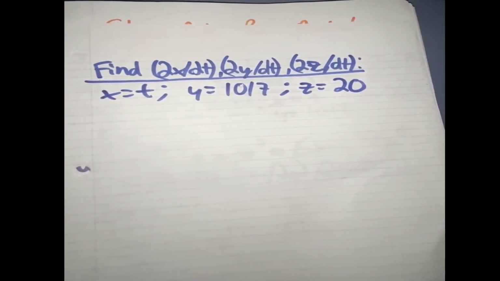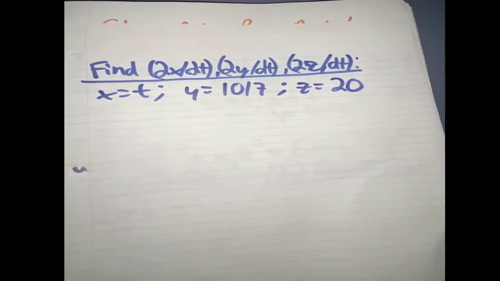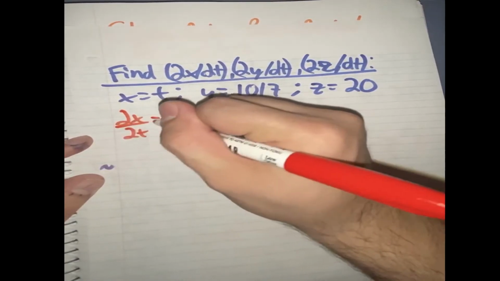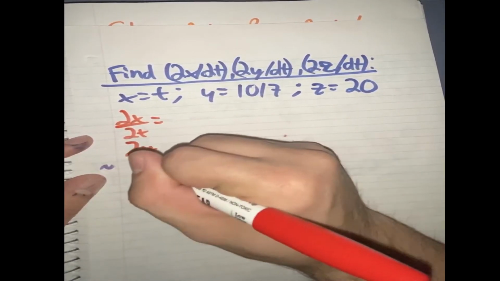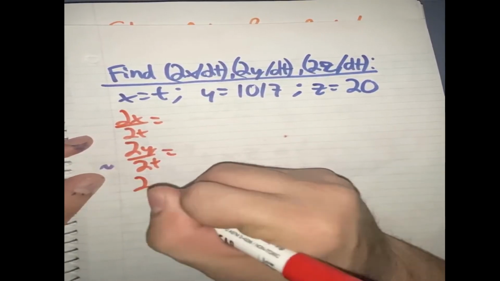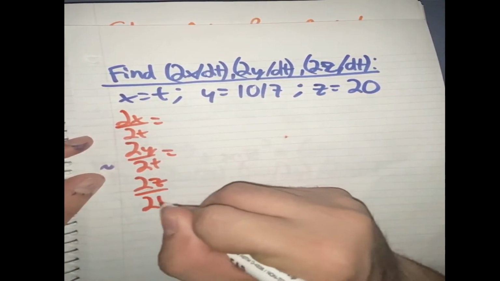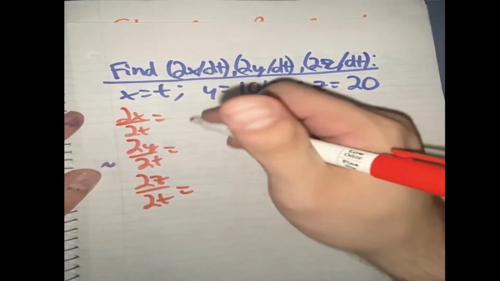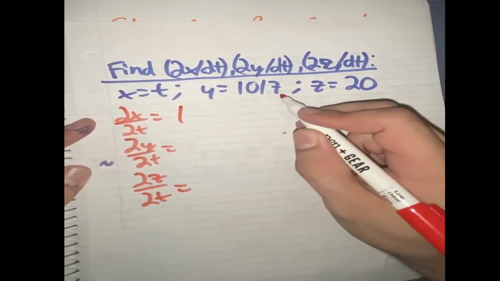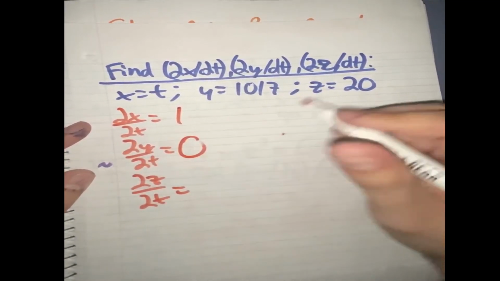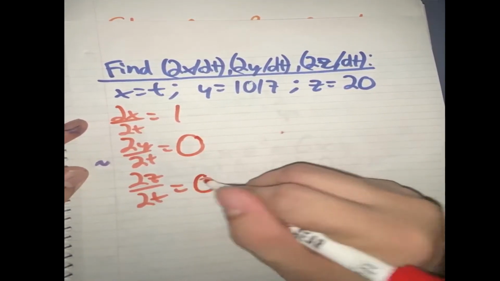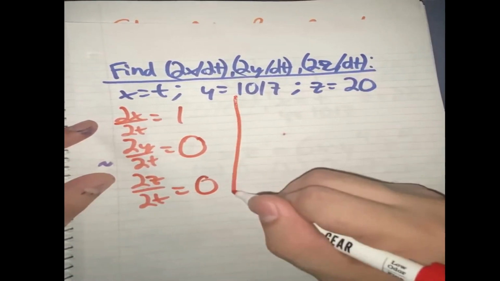So whenever we do find the partial derivative with respect to t, we just take the derivative with respect to t. That's all we're doing here. So the partial derivative of x with respect to t, partial derivative of y with respect to t, partial derivative of z with respect to t. So this right here, the derivative of t with respect to t is just 1. The derivative of this number with respect to t is 0. The derivative of this number with respect to t is also equal to 0. So now we have our numbers.